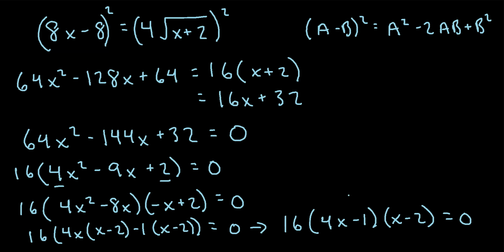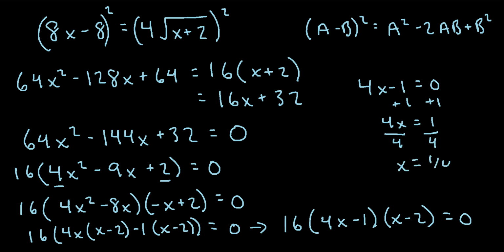We just have to ask ourselves what values of x would make this left-hand side equal to 0. So to do that, we can set each of these parentheses equal to 0 and solve for x. So I'll write that right here. If we have 4x minus 1 is equal to 0, if we add a 1 to each side, we get 4x is equal to 1, and to get x by itself, we can divide both sides by 4. So we get x is equal to 1/4.